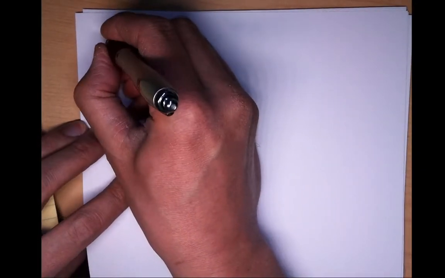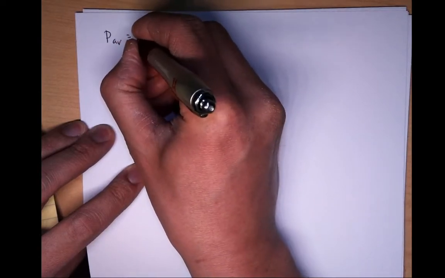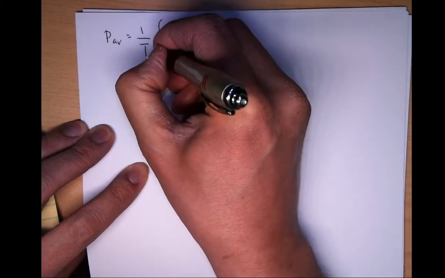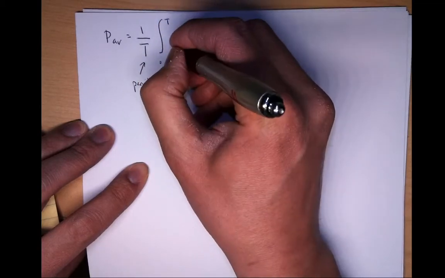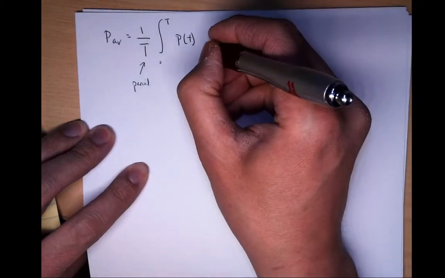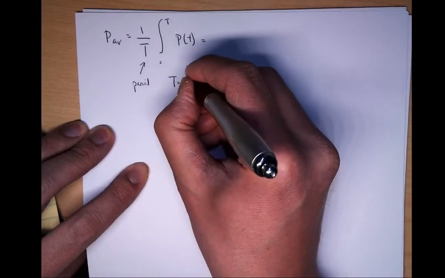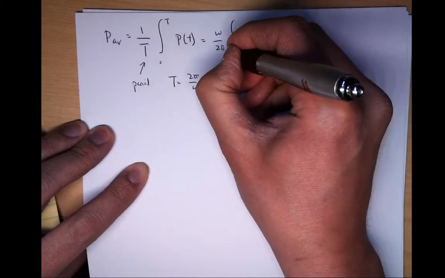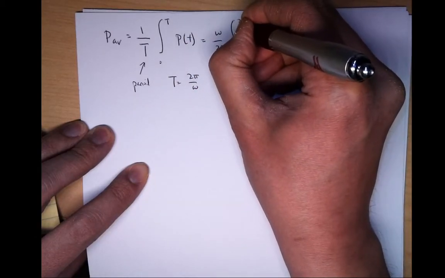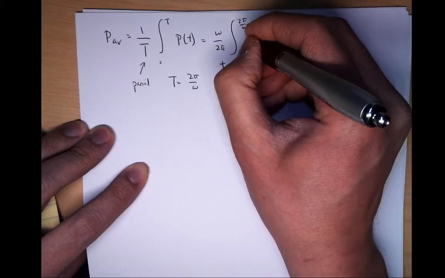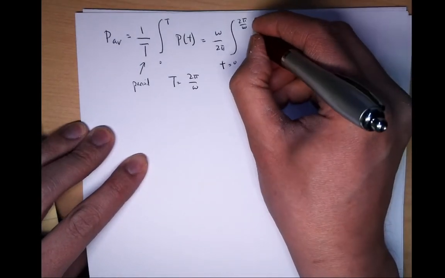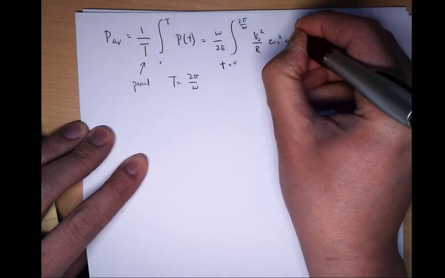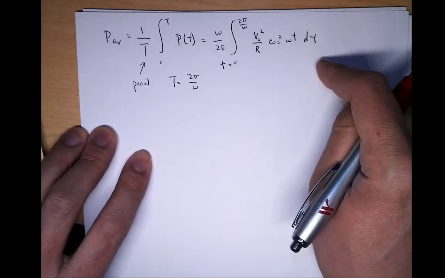So the average power, P average, is 1 over T, where T is the period of the wave or of the voltage, integral 0 to T of P of t. T is equal to 2 pi over omega, so that's omega over 2 pi, integral 0 to 2 pi over omega, I'll write this as T now, of P of t, which is V0 squared over R cosine squared omega t dt. All right, so that's the critical thing.